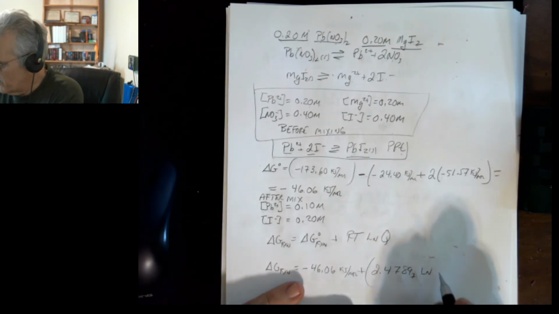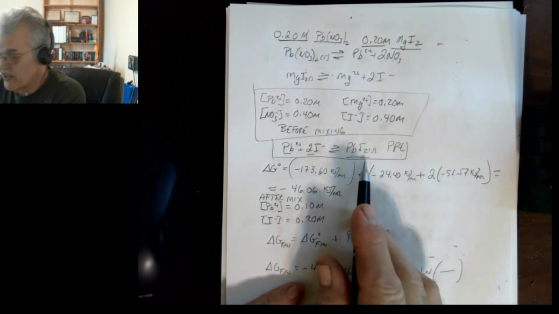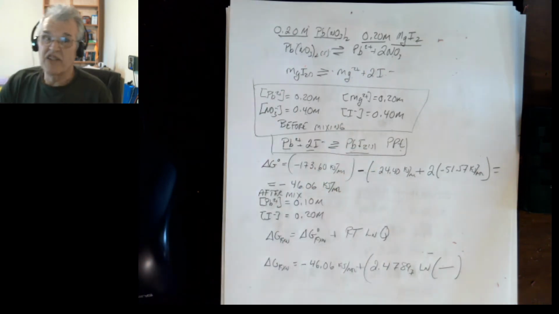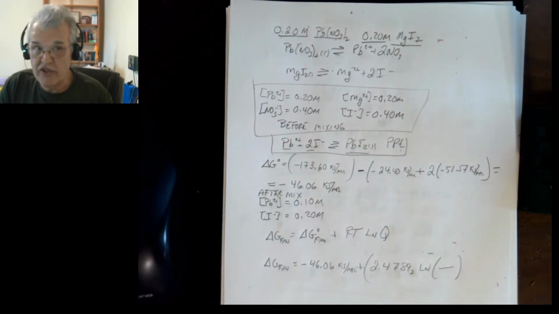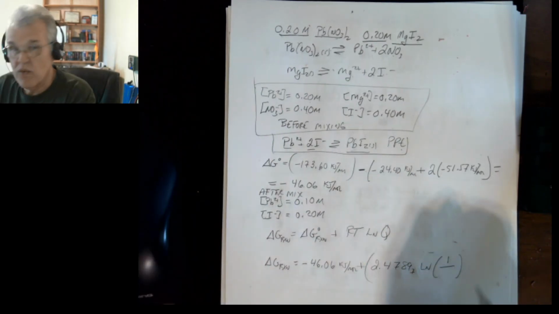And this is all one thing. ln of Q. Well, Q is products over reactants. The products are solid. Solid molarity does not change when volume changes, remember, because as the volume of a solid gets smaller, the number of moles gets smaller proportionally, and it doesn't change. So that's represented as 1.